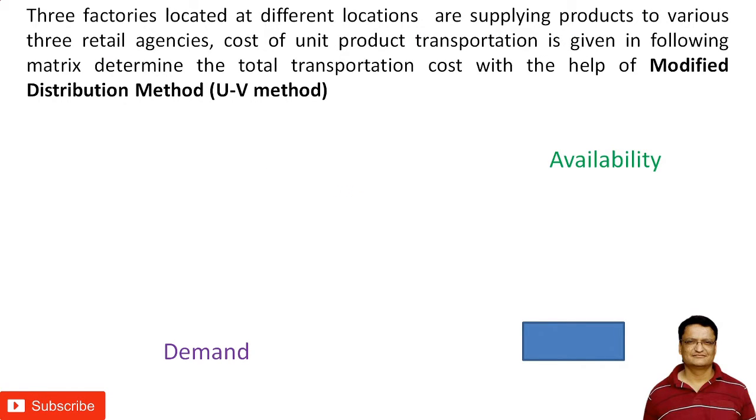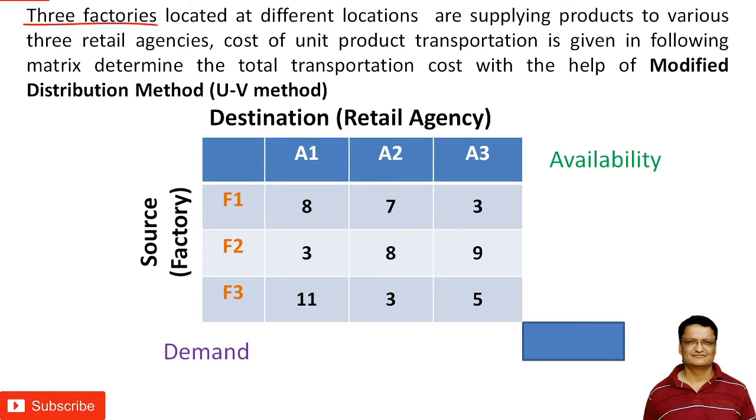So this is the statement of our example. There are three factories located at different locations which are supplying products to three retail agencies. The cost of unit product transportation is given by the following matrix. The total transportation cost we need to determine with the help of the modified distribution method, which is also called the UV method.